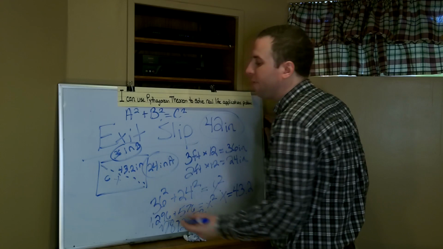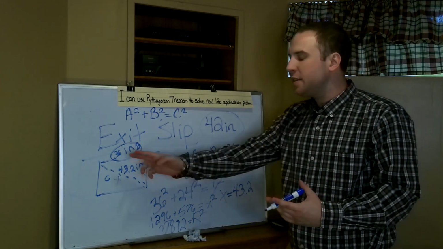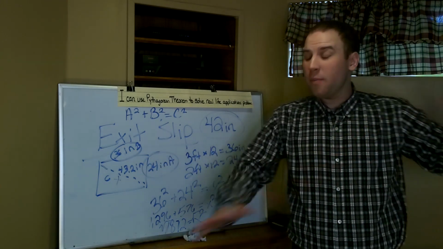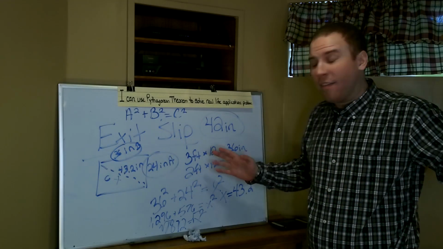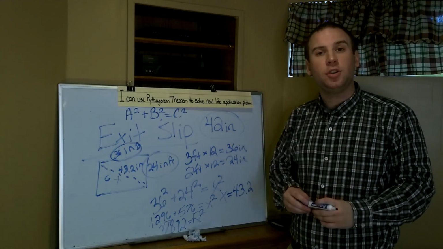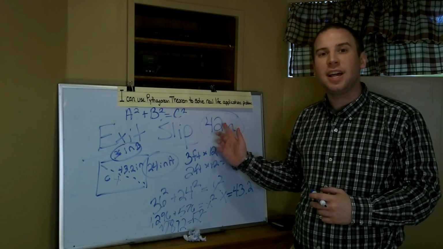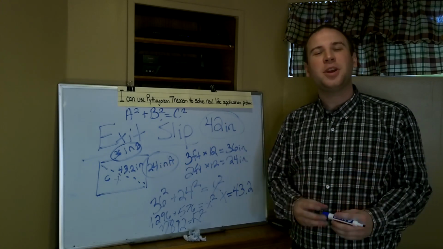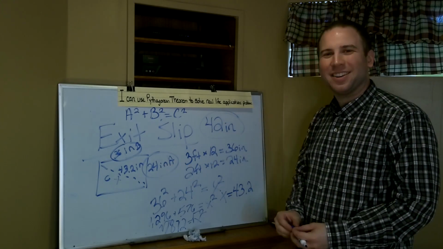All right. Now, this is perfect because this hypotenuse is the diagonal of our mount. It's going to be wide enough to fit that television that is 42 inches. So can we fit this television on our mount? The answer is yes. Yes, we can.